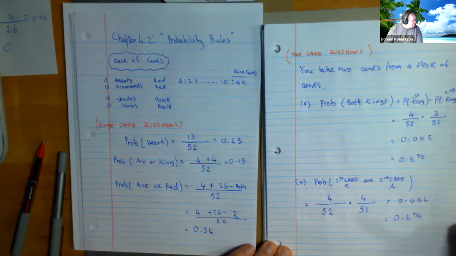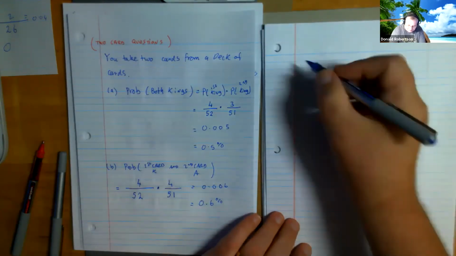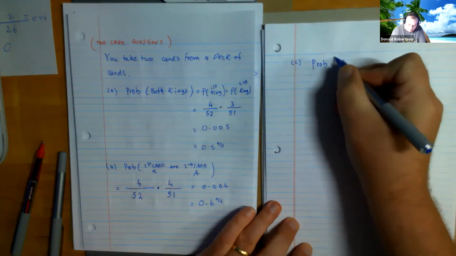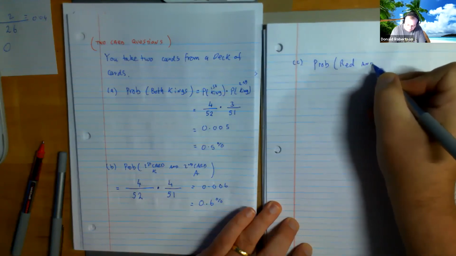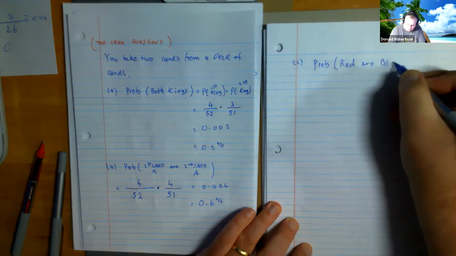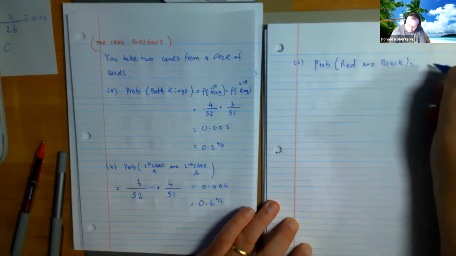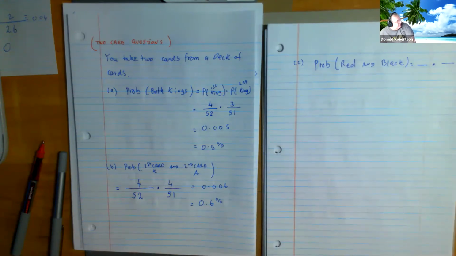Are we good? Let's make it a little bit harder. What's the probability that the first card is red and the second card is black? That's nice and vague. First card is red, second card is black.